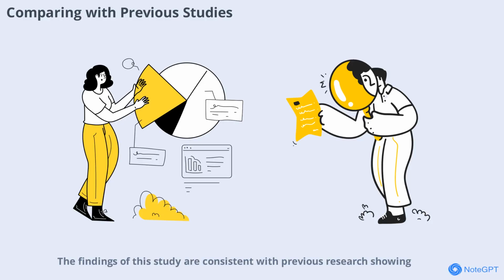Findings of this study are consistent with previous research showing a high prevalence of Modic changes in patients with degenerative disc disease. However, the lack of strong associations with disc herniation or spondylolisthesis after correction highlights the need for further research to clarify these relationships.